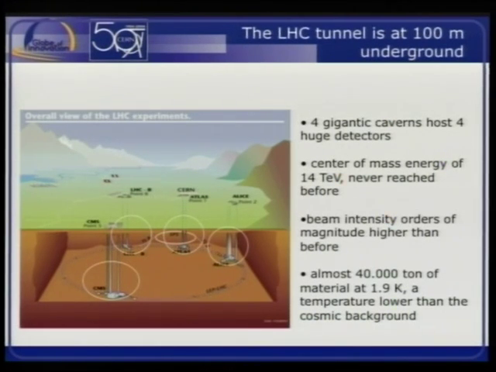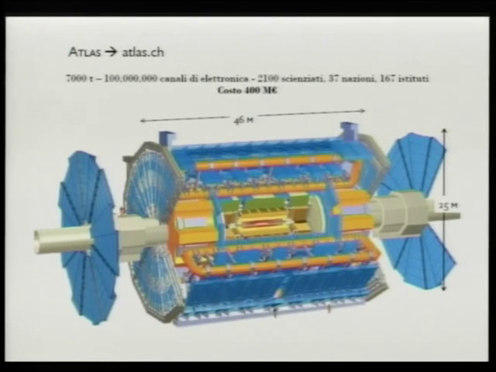The center of mass energy is 14 TeV, the unit that we use, never reached before, something very enormous. The beam intensity is also orders of magnitude higher than before. And the whole accelerator is something like 40,000 tons that are cooled down to liquid helium temperature. So everything is superconducting. The temperature of the full magnets is around 2 Kelvin. Well, this is, for instance, the largest, the biggest experiment, ATLAS.